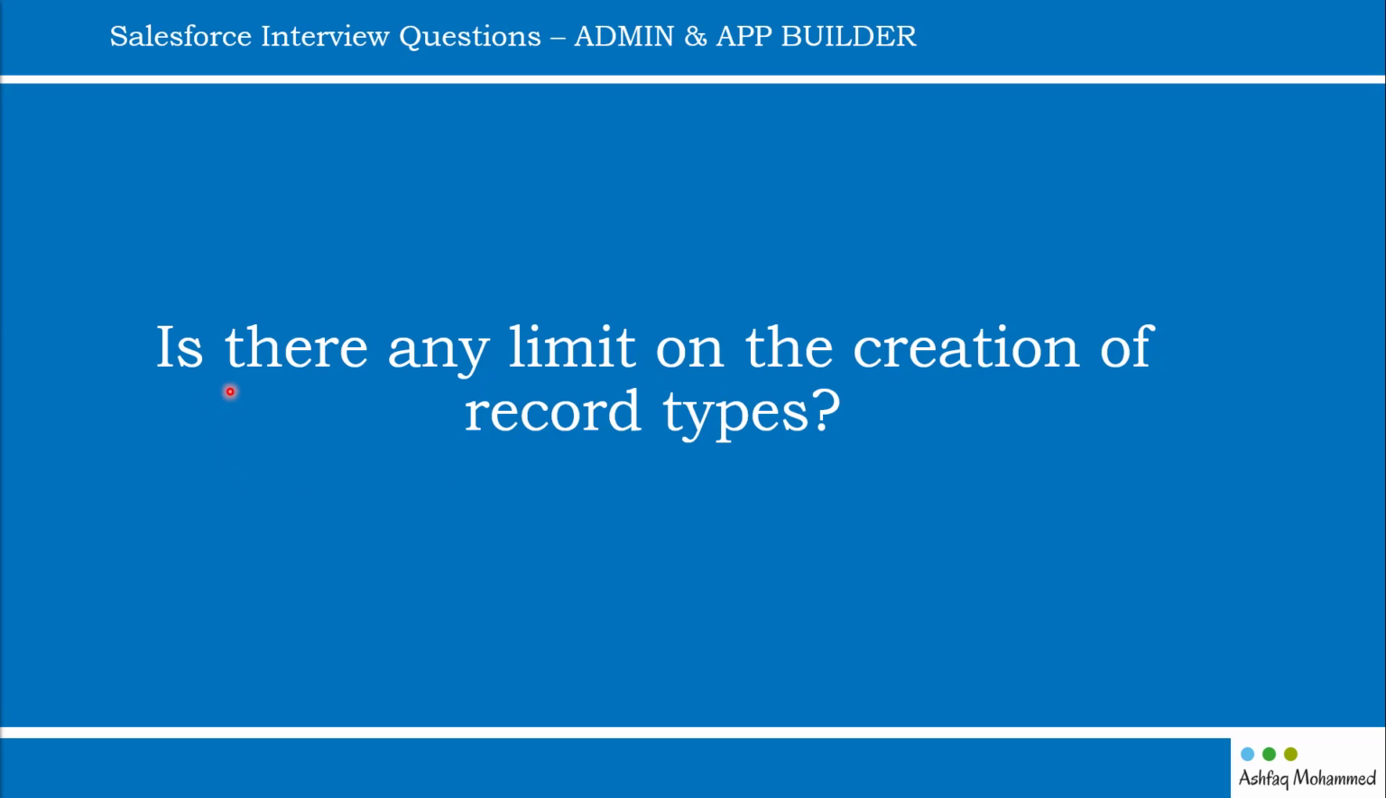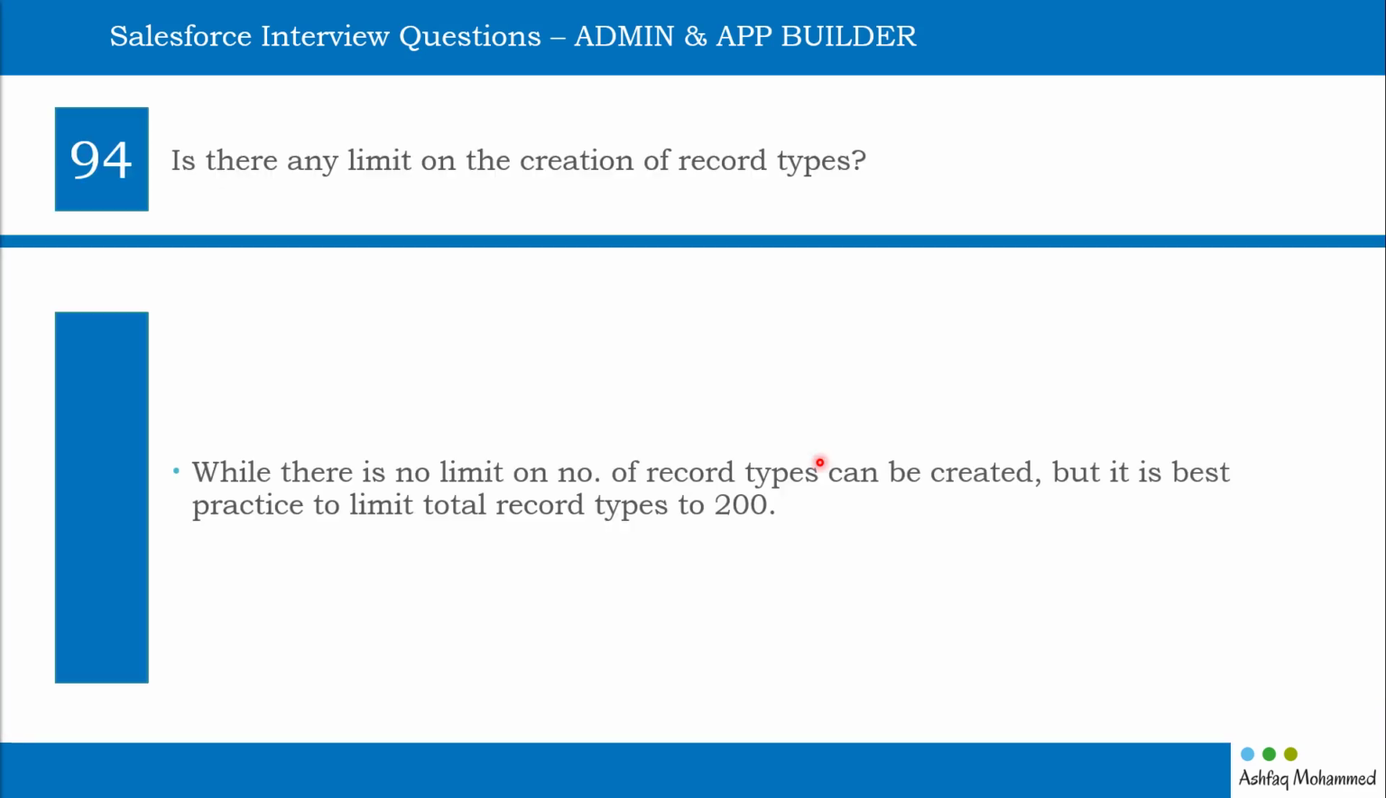Next question: is there any limit on the creation of record types? Let's see what the answer is. While there is no limit on the number of record types that can be created, it is best practice to limit total record types to 200. Even though 200 is the best practice, 200 is too much, I'm telling you. Maximum 10, 15 is max.